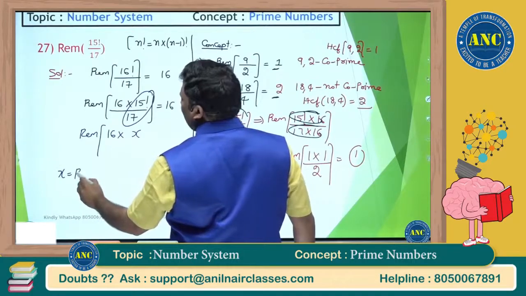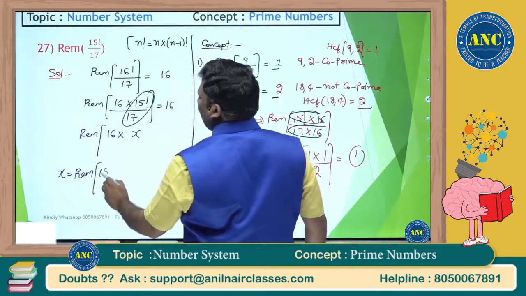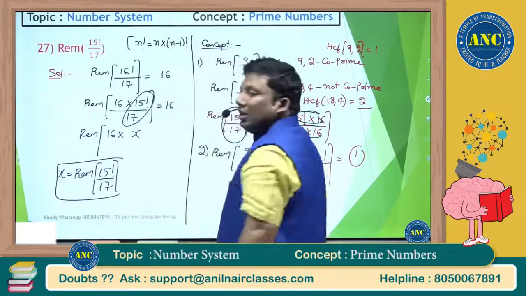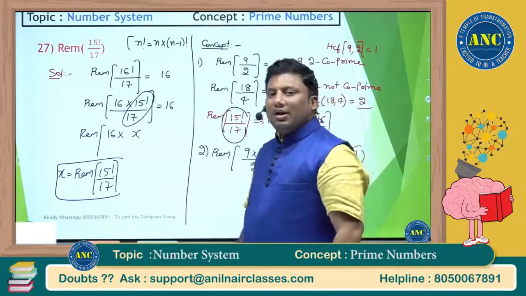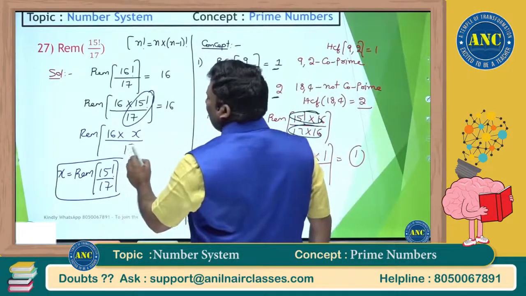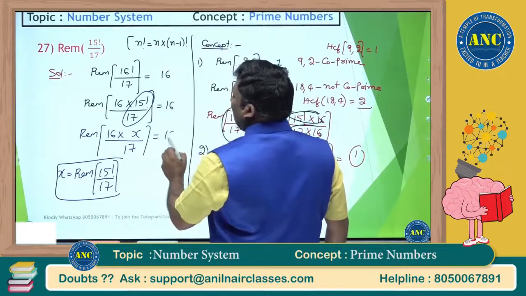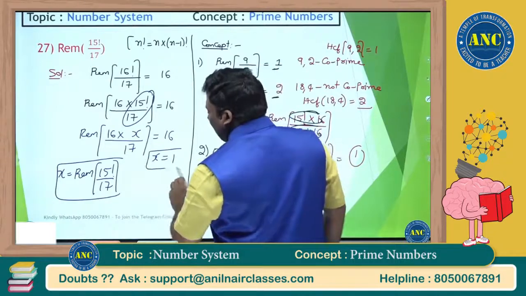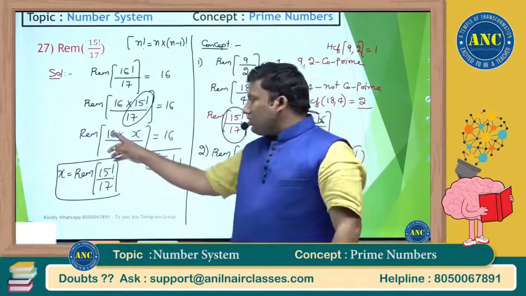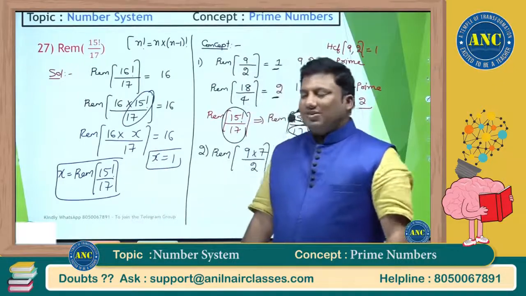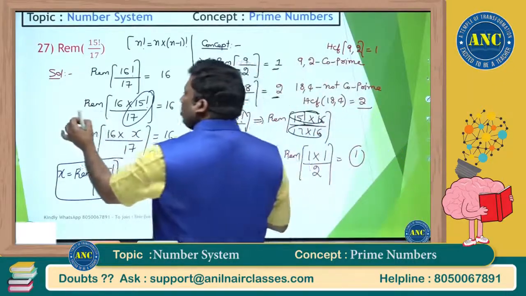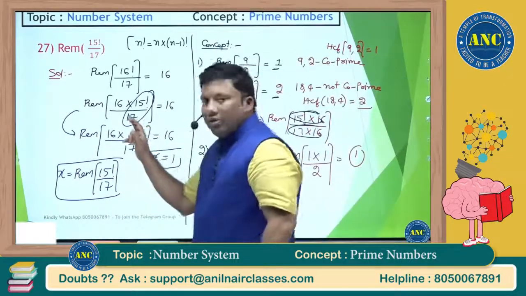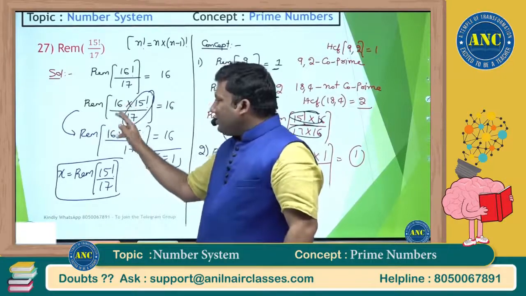X is nothing but the remainder when 15 factorial is divided by 17. When I further divide, if the numerator is less than the denominator, the answer will not change. Just by looking at the question, I can tell that the answer is 1. 16 ones are 16. 16 by 17 is 16. From this step to this step, there should be absolute clarity, sir. 17 zeros are 0, remainder 16.